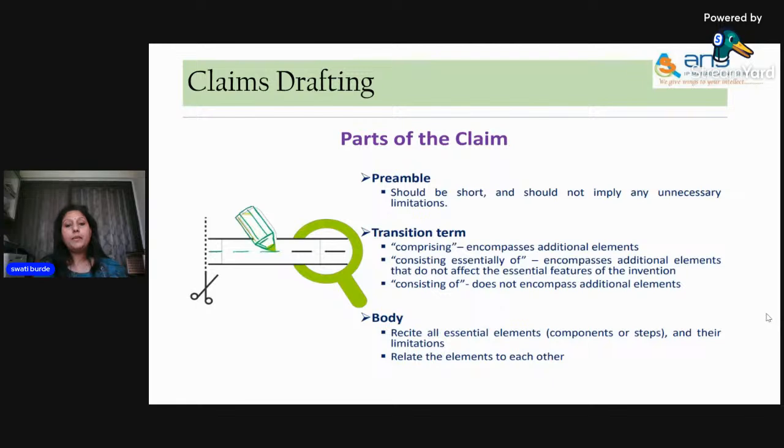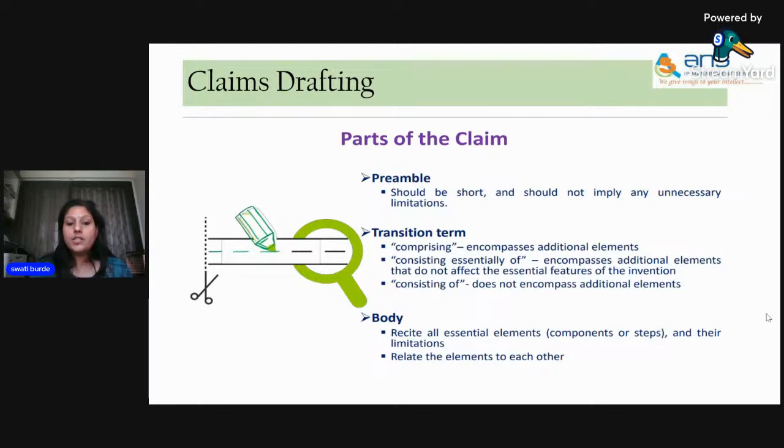Okay, the parts of claims. A claim usually has three parts. One is the preamble. The preamble should be as generic as possible and it should match the title of the invention. Then the transition term. Transition terms are usually comprising, consisting essentially of, and consisting of. So there are varying scopes with transition terms.